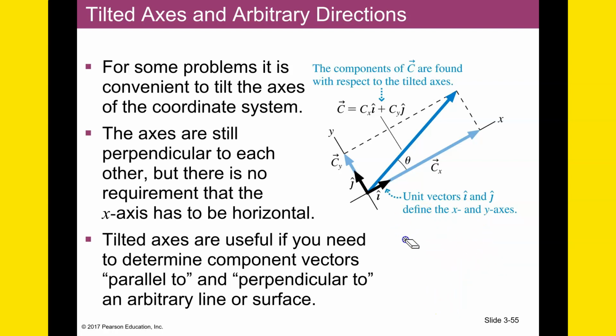All right, so notice they make their coordinate axes this way so that your x component is going to be that, your y component is going to be that, your resultant vector is that. And if you just tilt your head a little, then you can make it appear just normal horizontal and normal vertical, like you're used to. The axes are still perpendicular to each other, but there is no requirement that the x-axis has to be horizontal.